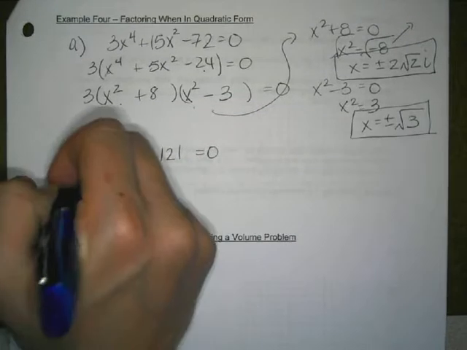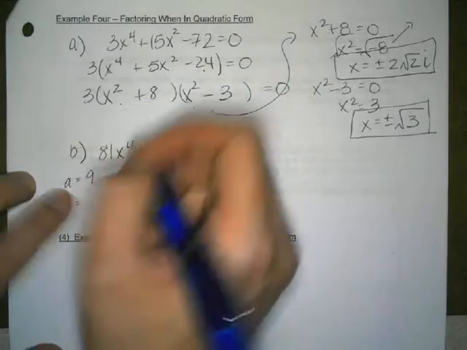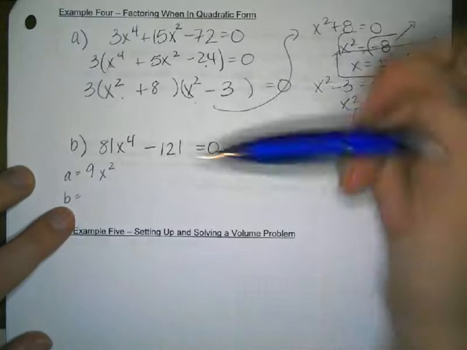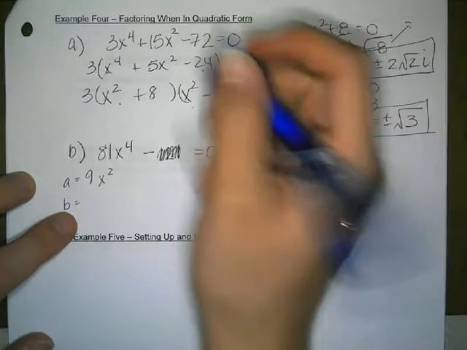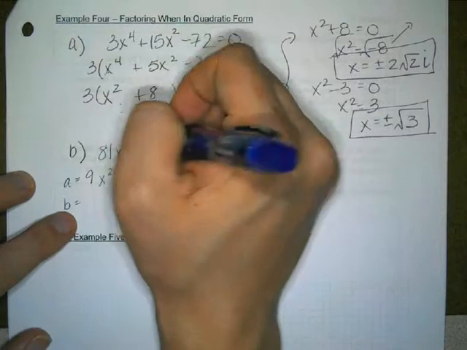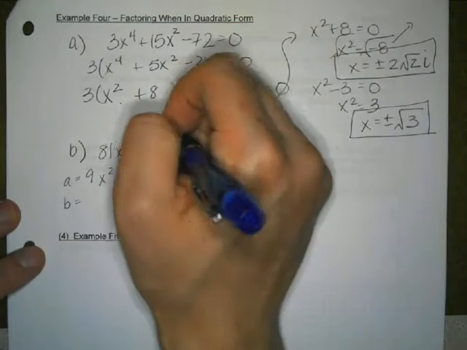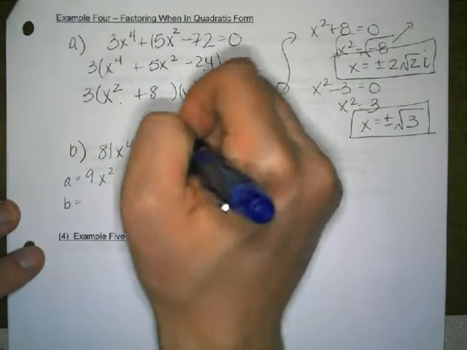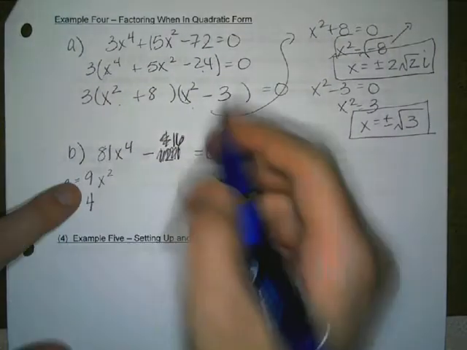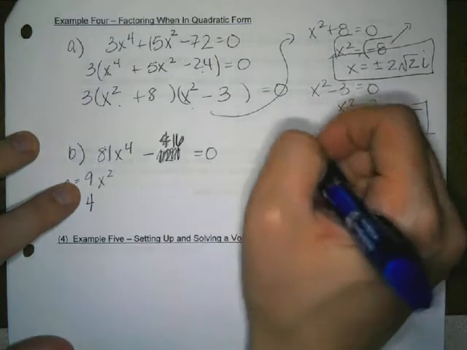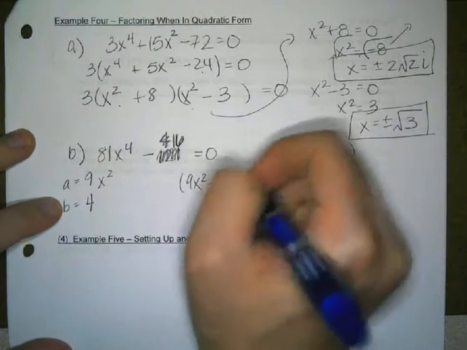Well, can I take the square root of 81? Yes, I can. The square root of 81 is 9. The square root of x to the 4th is x squared. Can I take the square root of, you know what, I'm going to change that to 16. Okay. Square root of 16 is 4. And then the difference of squares pattern is a minus b times a plus b. So I have 9x squared minus 4 times 9x squared plus 4.